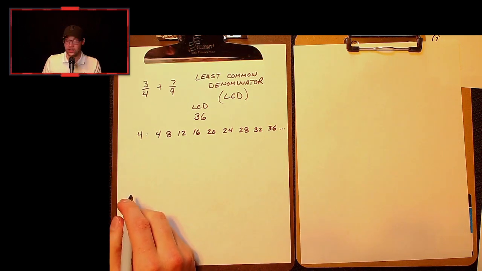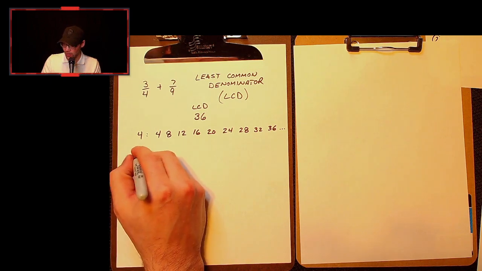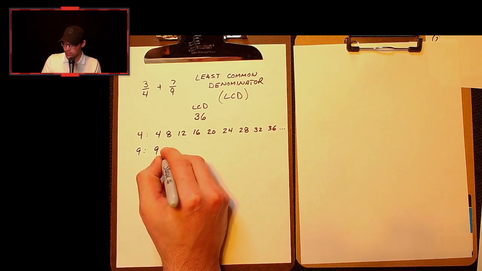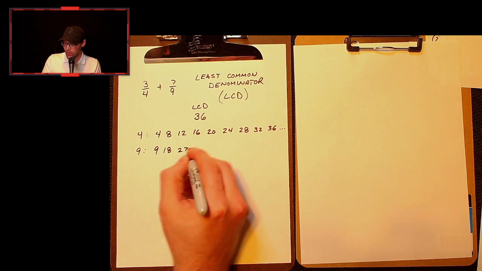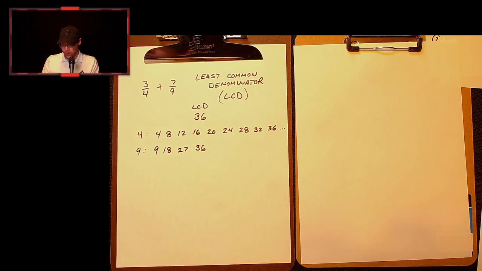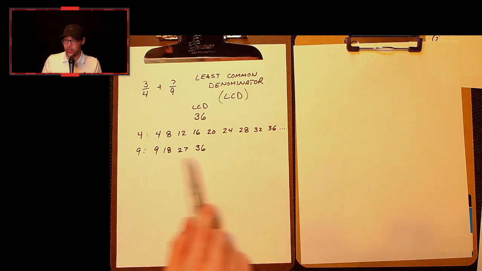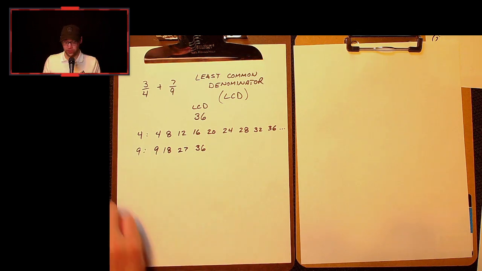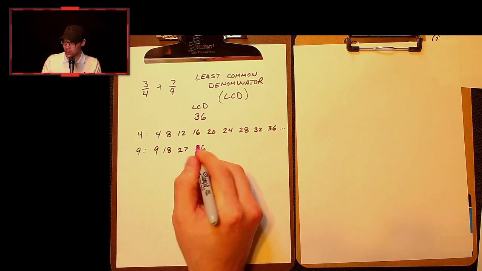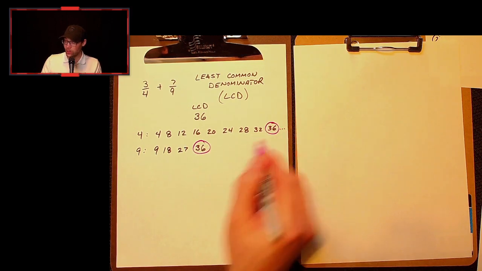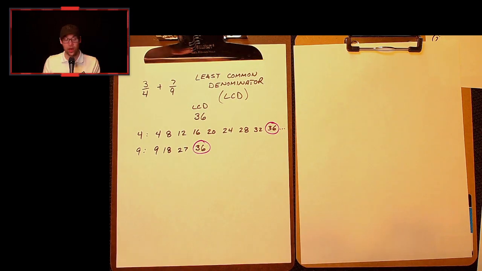We can do the exact same thing for the second number, 9. We will have 9, 18, 27, and 36. So a cheap way to find the least common denominator is to write down all of its multiples and then simply find the lowest number that they have in common. And in this case, that ends up being 36. So that is why our least common denominator is 36.